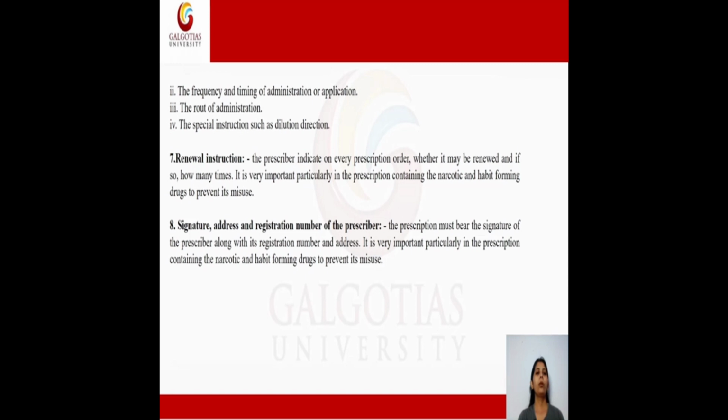Seventh, renewal instructions. The prescriber indicates on every prescription order whether it may be renewed, and if so, how many times. The prescriber also mentions this on the prescription order, so that everyone can easily find out how many times that particular drug has been taken by the patient.